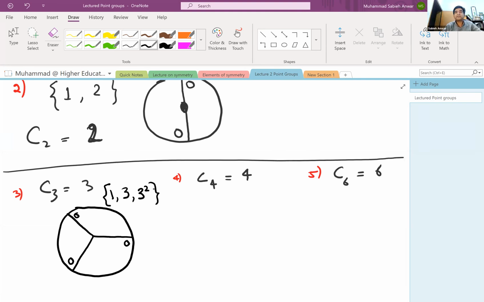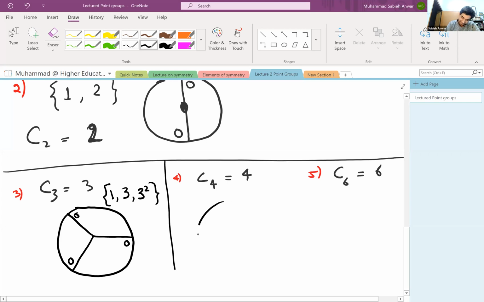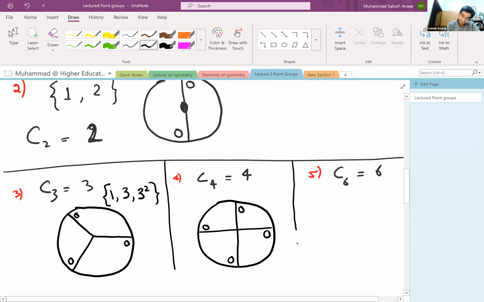Okay, so these 3 elements now form a point group, which is labeled as 3, and in the old notation labeled as C3. Likewise, I can have C4. A 90-degree rotation lands you here, another 90-degree rotation lands you here, and another 90-degree rotation lands you here. Okay, and I can have C6 as well.